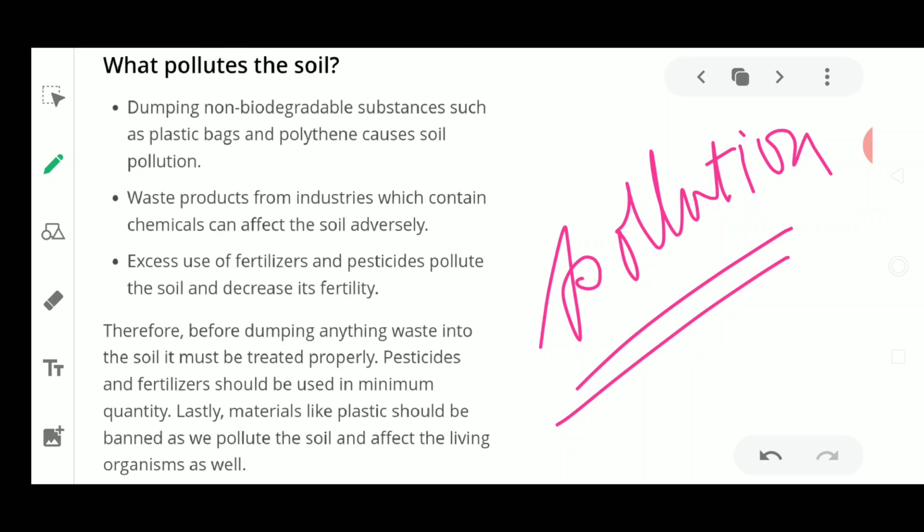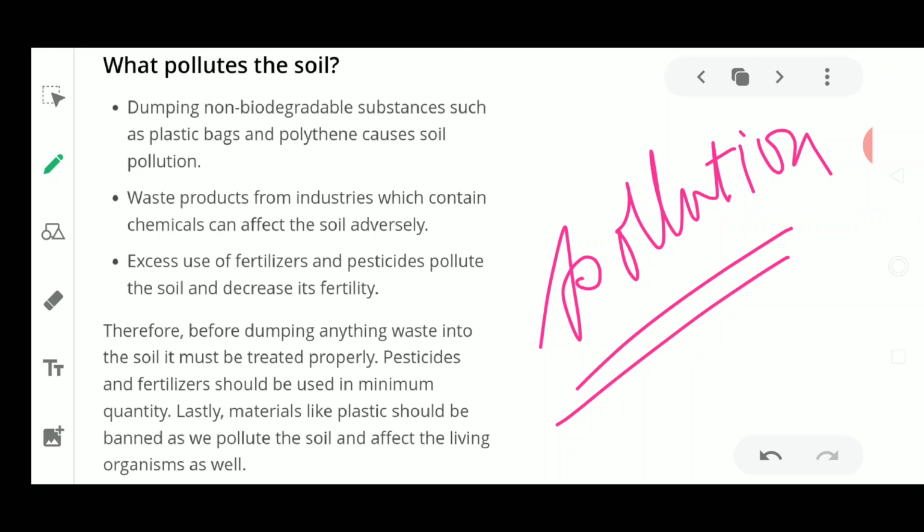So what is the meaning of the word pollution? Pollution means something bad is happening in the atmosphere. Something bad happening with the water causes water pollution, and something bad taking place with the air causes air pollution. Similarly, if certain bad materials or bad things are happening with the soil, it creates pollution of the soil. Dumping of non-biodegradable wastes is one of the most important causes of soil pollution. So what is soil pollution? It is the decrease in the soil quality.